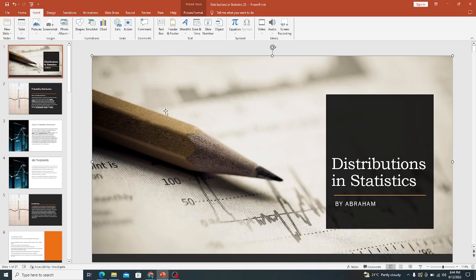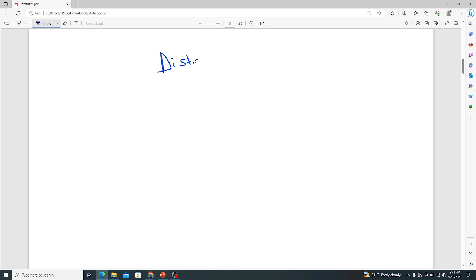Okay, so we are now going to start our new topic, distributions. Under inferential statistics, we also have distributions, and also hypothesis testing. For us, that is our main focus. We are going to discuss different types of distributions, and we'll only concentrate on the four major types of distributions.